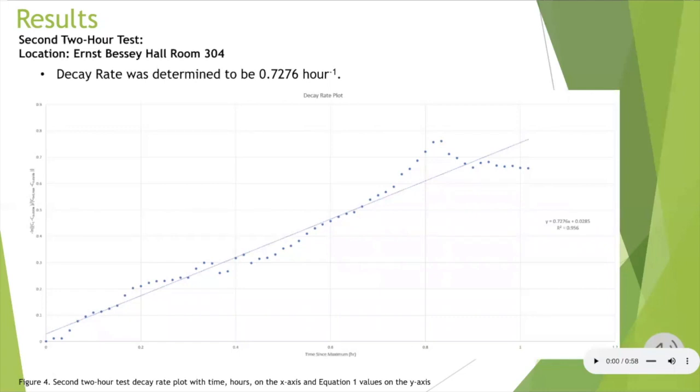As seen in the graph, following the emptying of the room, the decay of carbon dioxide can be observed. As time passes, more carbon dioxide is being exchanged out of the room, either via intentional or unintentional ventilation. The decay of carbon dioxide in this location seemed to occur at a fairly constant rate. This is to be expected as the classroom was totally emptied, whereas in the 24-hour tests, the location could not always be confirmed to be totally empty. From the linear regression equation, the decay rate was found to be 0.7276 inverse hours.